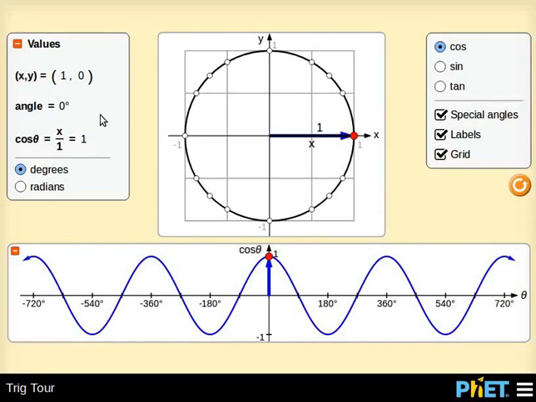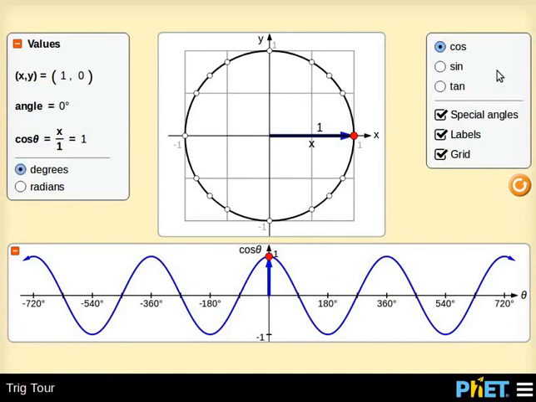In the values box, click the radians radio button. X-axis of the theta versus cos theta graph is converted into radians. Remember that pi radians are equal to 180 degrees. One full rotation of 360 degrees is equal to 2 pi radians. Again, click the degrees radio button. You can see empty circles on the unit circle.